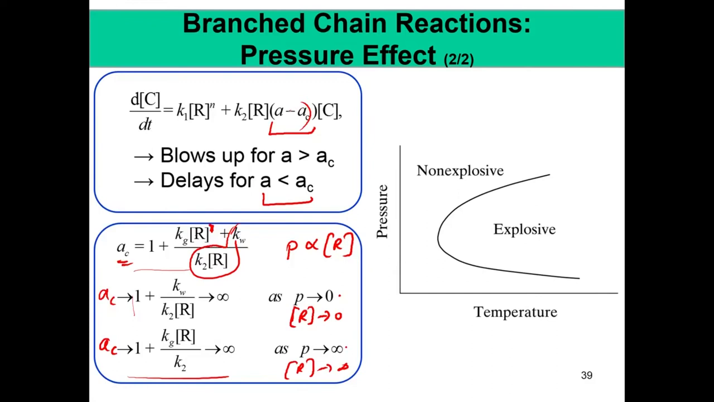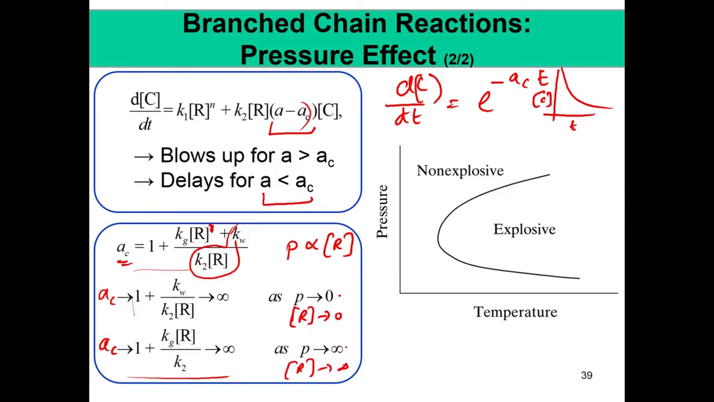Since AC has a negative sign in front, when AC tends to infinity, the dC/dt term invariably becomes a form of e to the power of minus AC times t, and that decays. Okay. So, reaction rate of C will decay with time. So, there is no rapid explosion.